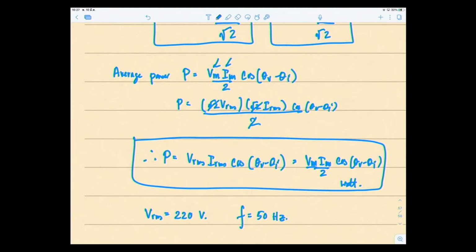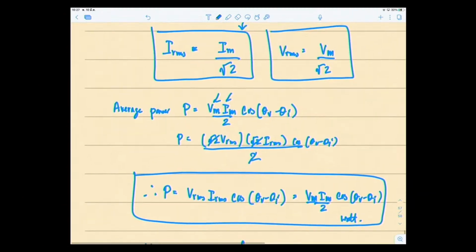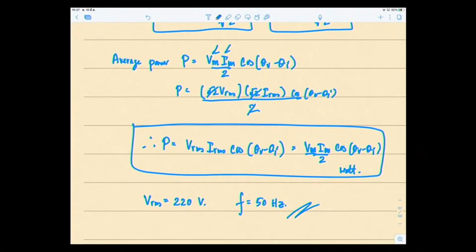That's it for the average power. Hopefully by the next sessions that you watch, you can remember this formula. Average power is Vm Im over 2 cos theta V minus theta I, or if you use the RMS values, you simply have VRMS times IRMS cos theta V minus theta I. So that's it for the average power.